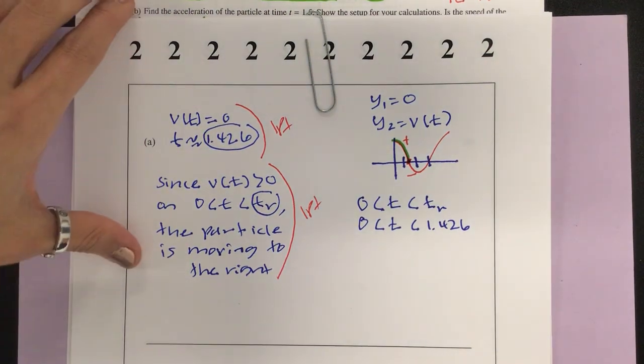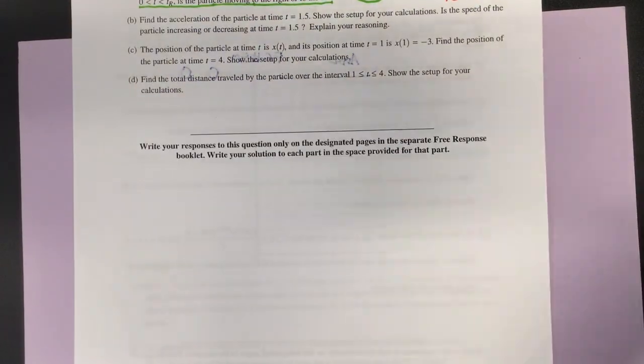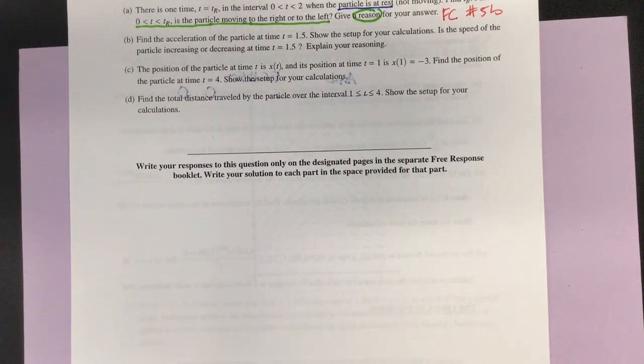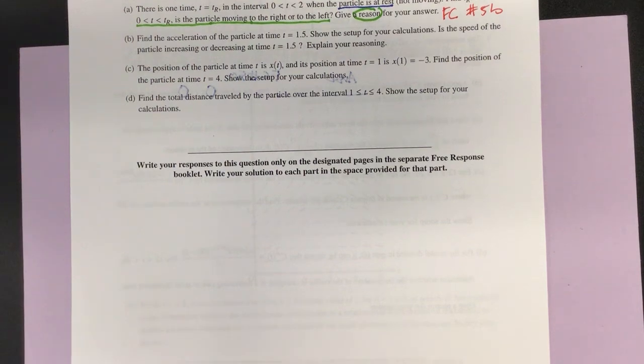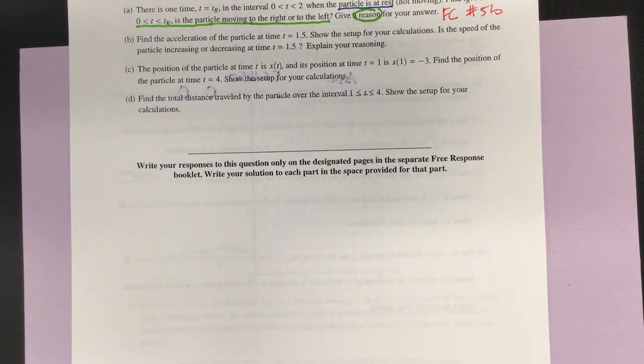Harad, go ahead and read part B. Find the acceleration of the particle at the time t equals 1.5. Show the setup for your calculations. Is the speed of the particle increasing or decreasing at the time t equals 1.5? Explain your reasoning. So we're talking about speed.